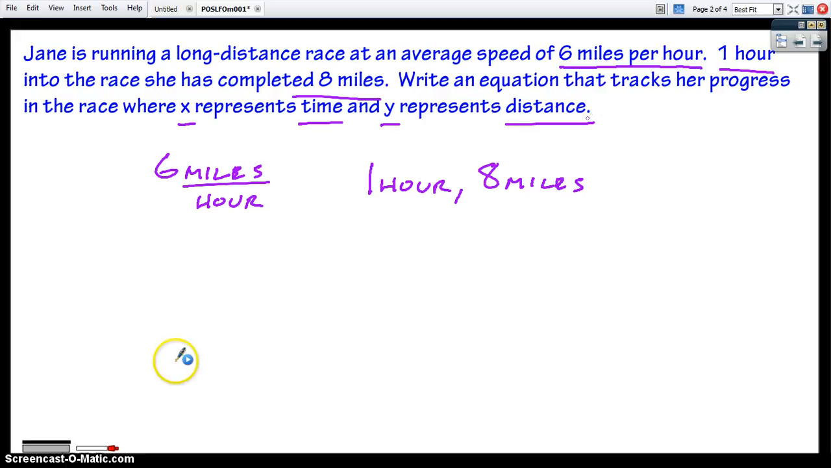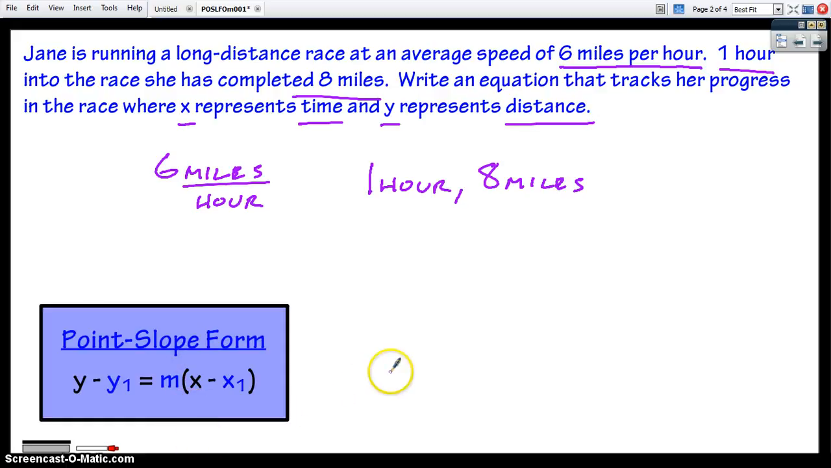Now once again, so you have it in your notes, here's point-slope form. Point-slope form is y minus whatever the y coordinate is equals m, which is the slope, times parentheses x minus whatever the x coordinate is. And we've got all that information here. If you take a look at what we've got, first off, her speed, 6 miles per hour. Or another way to say it is 6 miles every 1 hour.